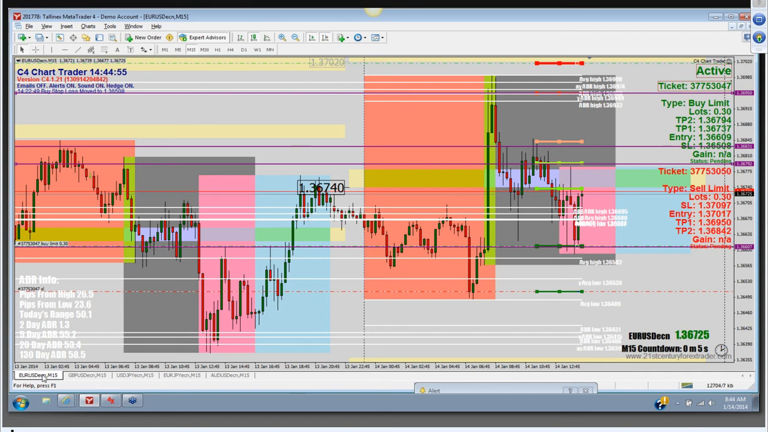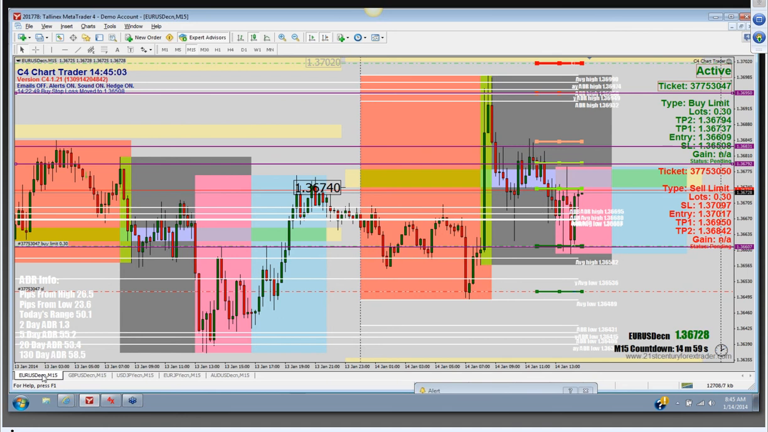Right now, if you take a look at the pound yen, it is in a great area. I asked a question. If anybody sees that question on the pound yen, I also updated.